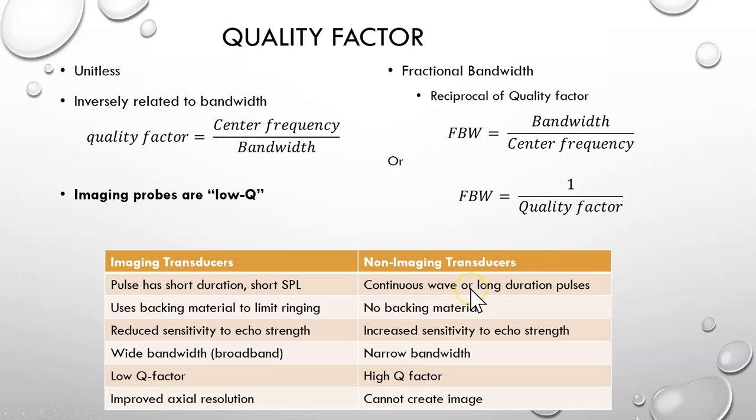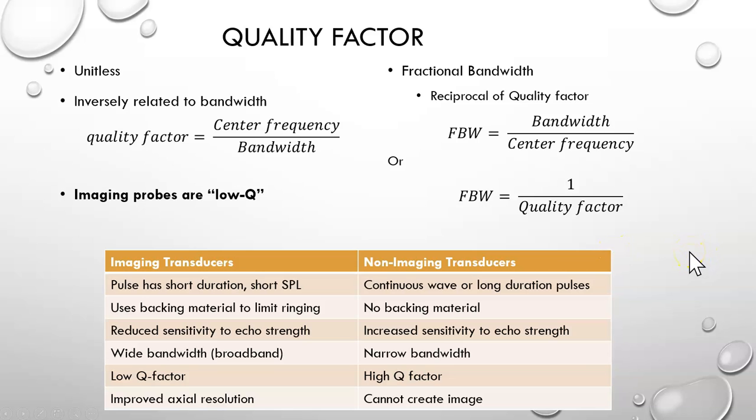Non-imaging transducers, or ones that we just use, say, for Doppler, are either continuous wave or have long duration pulses. They don't require a backing material, which means they can be much more sensitive to the echo strength. They have a narrow bandwidth. They utilize a high Q factor, but they cannot create a good image. If you can remember that imaging is a low Q, then it's easy to remember the quality factor by thinking about your general imaging probe.